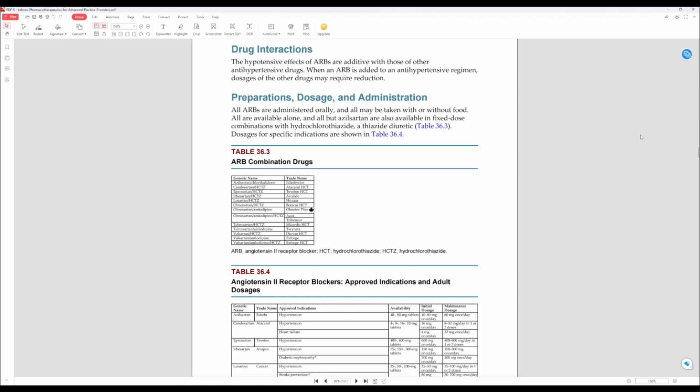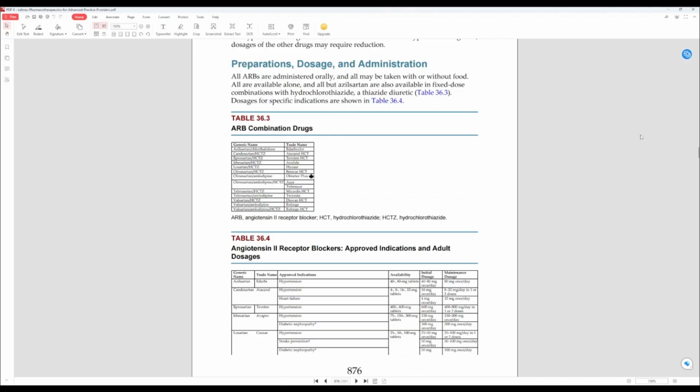Drug interactions. The hypotensive effects of ARBs are additive with those of other antihypertensive drugs. When an ARB is added to an antihypertensive regimen, dosages of other drugs may require a reduction. The preparation, dosage, and administration, therefore.